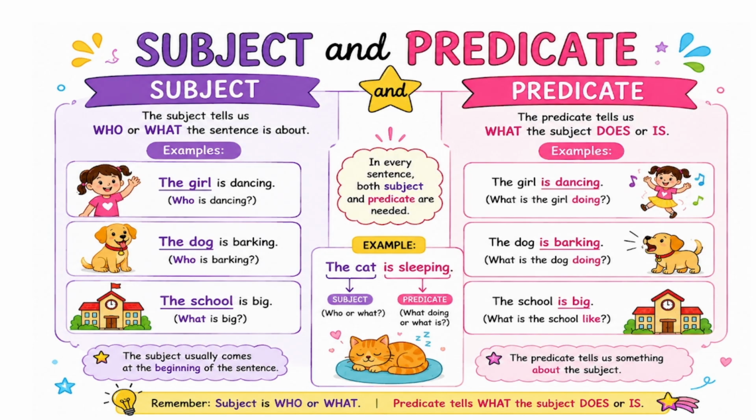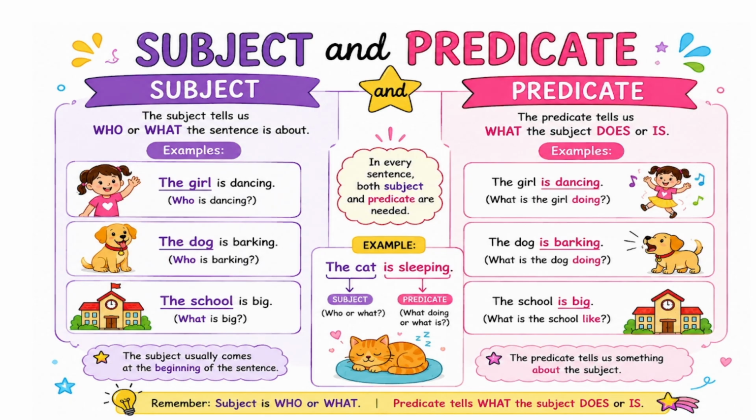ठीक है. So now in the center you can see the cat is sleeping. Both subject and predicate are underlined. The cat is the subject. Who or what? Predicate is what doing or what it is. So this slide makes the concept of subject and predicate very clear. Let's move on with some complex examples.